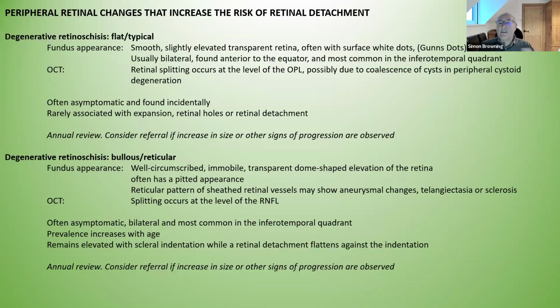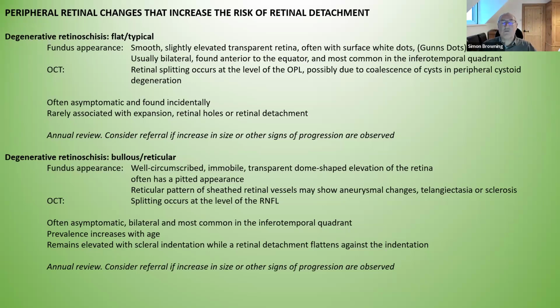Now, retinoschisis, we've covered retinoschisis in previous lectures, but just a quick little revision here. We're looking at these sort of blisters, if you like, on the retina. We'll look for the white surface dots, the guns dots over the top of them. You will see them there. And remember, this is a splitting of the retina. It's not a retinal detachment. So the retina is still firmly attached to the retinal pigment epithelium underneath. It's the actual layers of the retina that are splitting apart.